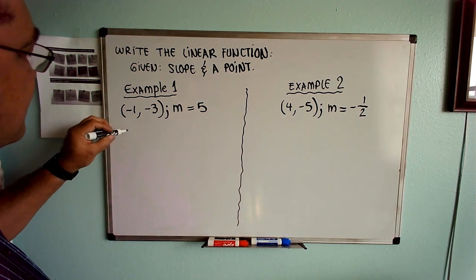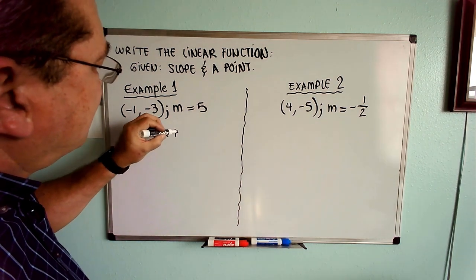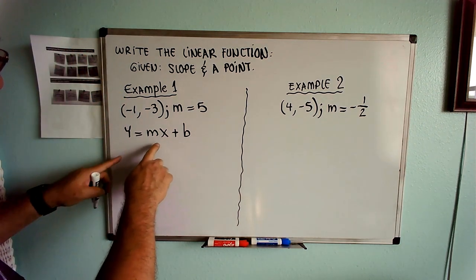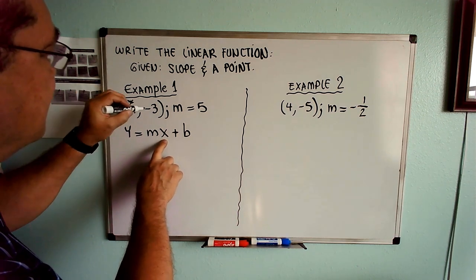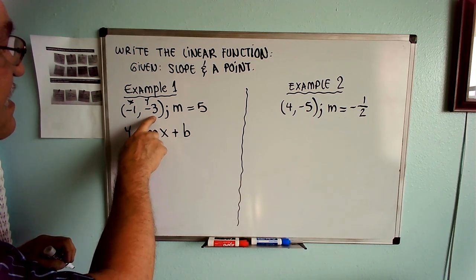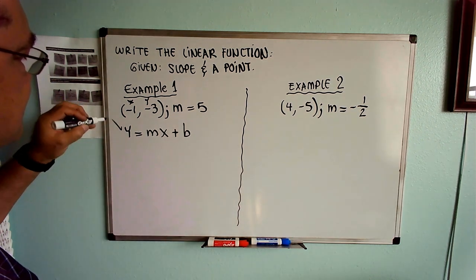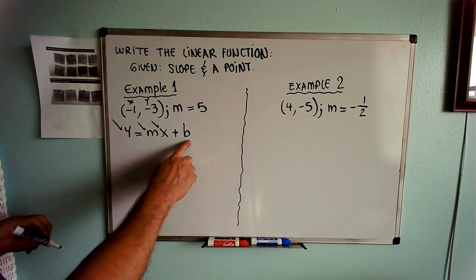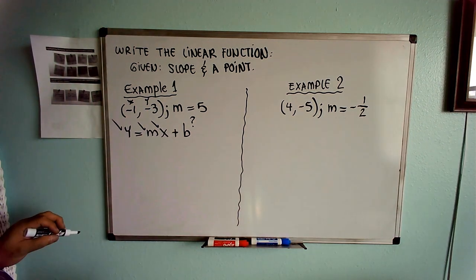Remember, slope-intercept form is y equals mx plus b. What do we have? X and y are given. This is x, and this is y. So x is negative 1, y is negative 3, and the slope is given, m equals 5. We have the slope, and we have x and y. The only thing that we are missing is b, the y-intercept. That is the only unknown.